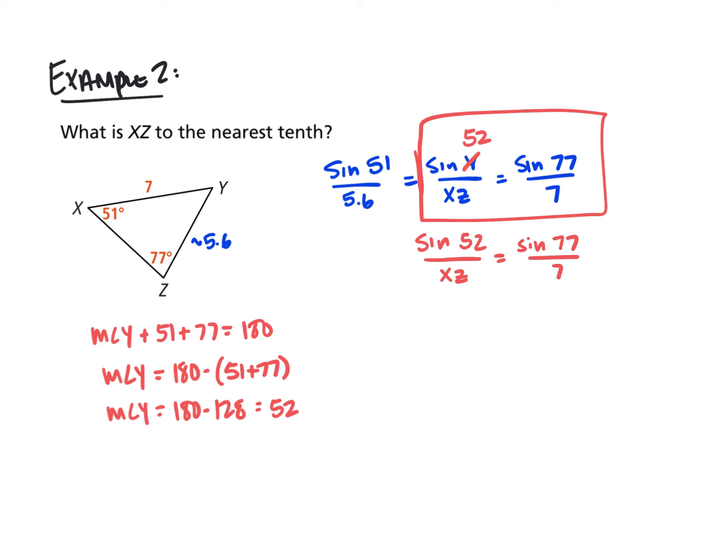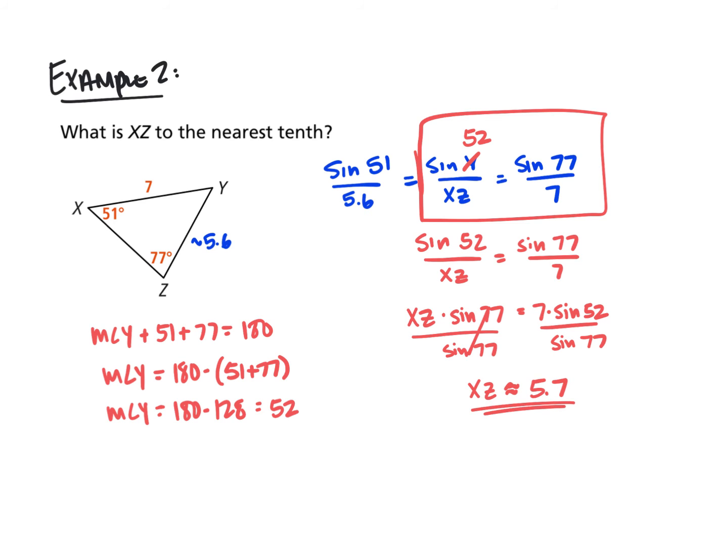Then I'm going to cross multiply and get XZ times sine 77 equals 7 times sine 52. Then I'm going to divide both of these sides by sine 77 so that it cancels out on the left and I have just XZ. And then I grab my calculator and I do 7 times sine 52. And then I take that amount and divide by sine 77. And I get a value of about 5.7 in this case. So my length of XZ is about 5.7.